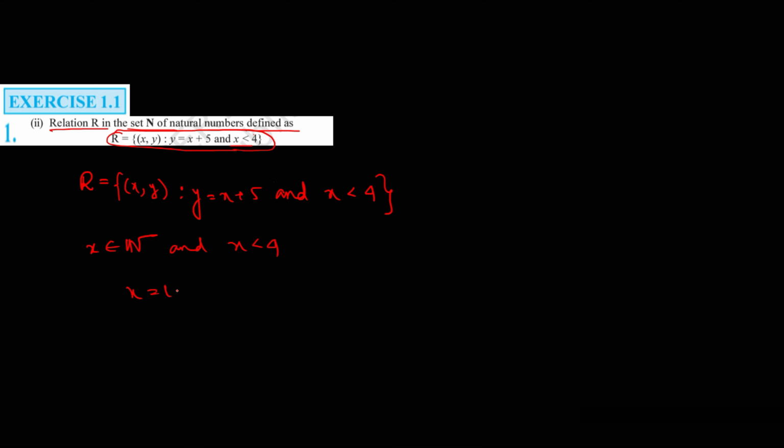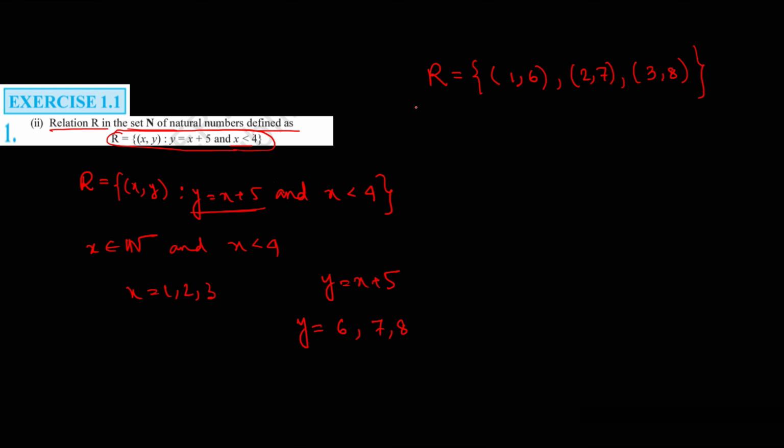So problem number 2 is saying the relation R in the set of natural numbers N is defined as R = {(x, y) such that y equal to x plus 5 and x is less than 4}. So x is a natural number and x is less than 4, that means x equal to 1, 2, 3. If we put x in this relation y equal to x plus 5, then we get y equal to 6, 7, 8. So that means we are getting R = {(1, 6), (2, 7), (3, 8)}.